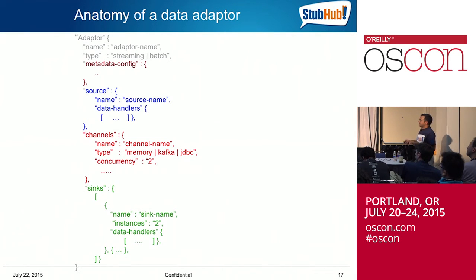This is what a typical anatomy schema for an adapter looks like. You give it a name and give it a type. These are two different options. Is it a streaming adapter? Is it a batch adapter? And it has some meta information. We'll go through that a little bit in a second.